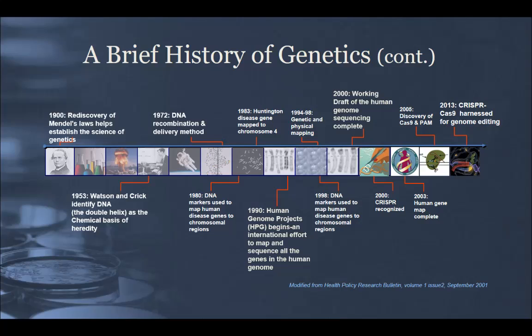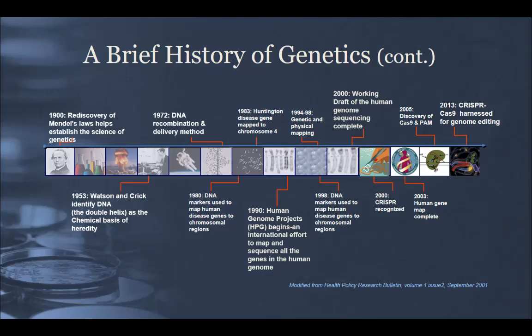As this process is ongoing, you start seeing the genetic and physical mapping process occur. 1994, 1998, DNA markers are used to map human diseases to particular chromosomes. By the year 2000, we had our first working draft of the human genome sequence. In 2000, we also discovered the CRISPR process, which we'll talk about later today and tomorrow, which becomes a huge revolution in what we can do to edit that DNA. In 2003, the Human Genome Project announces that it has a complete genome map.